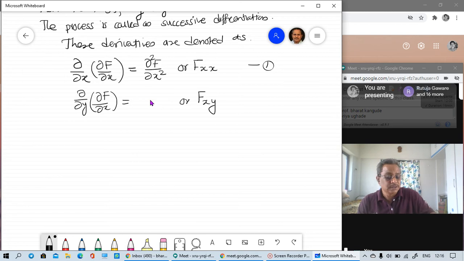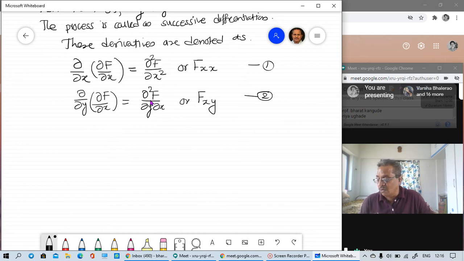So this is ∂²f/∂y∂x, that is ∂²f upon ∂y ∂x. See this order. First take the differential with this, that's why I'm writing fx. Then I'm taking the differential with respect to this, that's why I'm writing y after this x. So it is number 2, second equation.